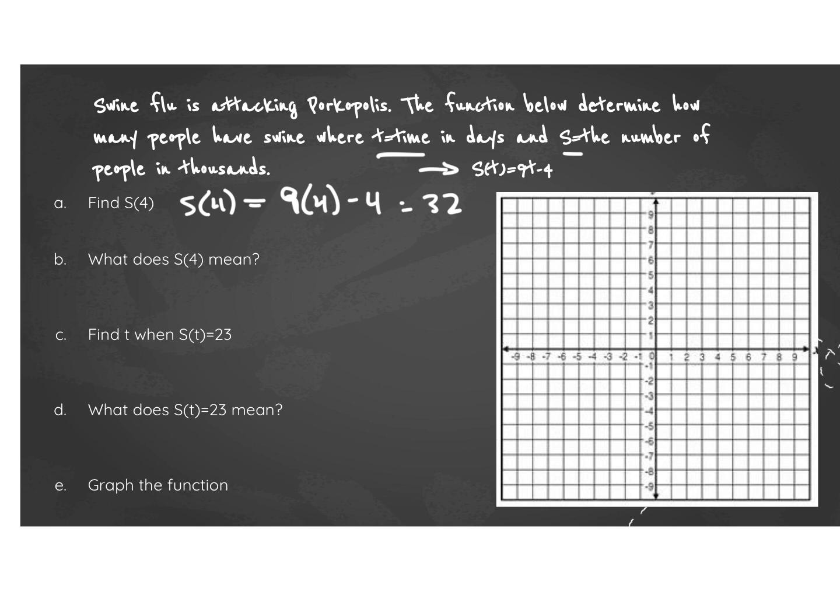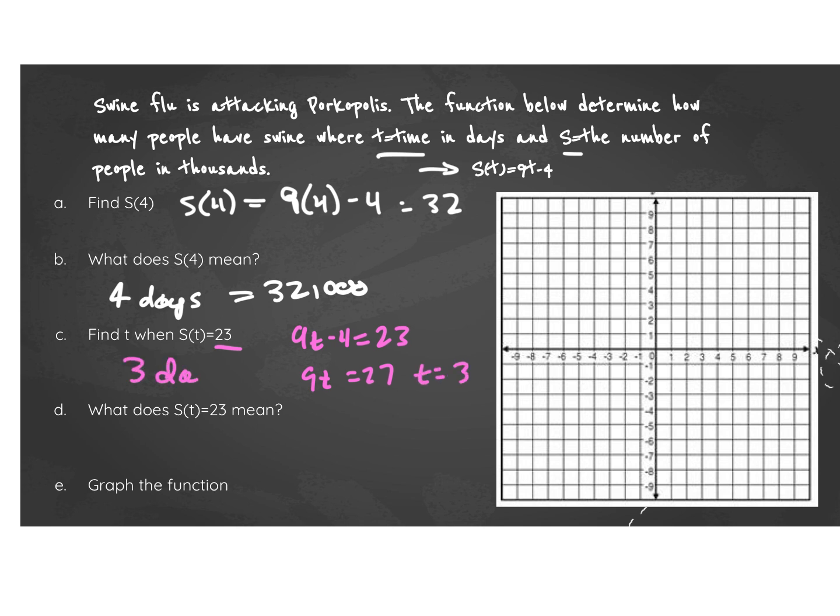So what that means is that after 4 days, okay, I'm going to have 32,000 people with swine flu. All right? Now, figure out when does the function equal 23? So when does 9t minus 4 equal 23? Well, 9t equals 27, so t equals 3, so 3 days. So what does that mean? That means on day 3 of this flu epidemic, 27,000 people have swine flu.